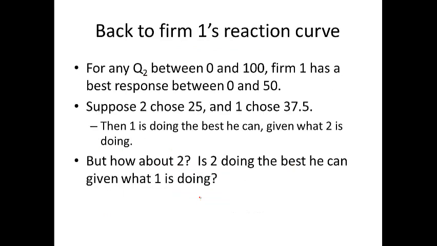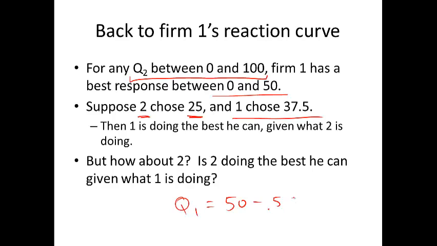So let's go back to firm 1's reaction curve. What the reaction curve tells us is that for anything that firm 2 might do, for any Q2 between, say, 0 and 100, firm 1 has a best response that's between 0 and 50. Let's illustrate this. Suppose that firm 2 chose 25 and firm 1 chose 37.5. Well then, 1 is doing the best that he can given what 2 is doing. How do I know that? Well, think about firm 1's reaction curve. It's Q1 equals 50 minus 0.5 times Q2.